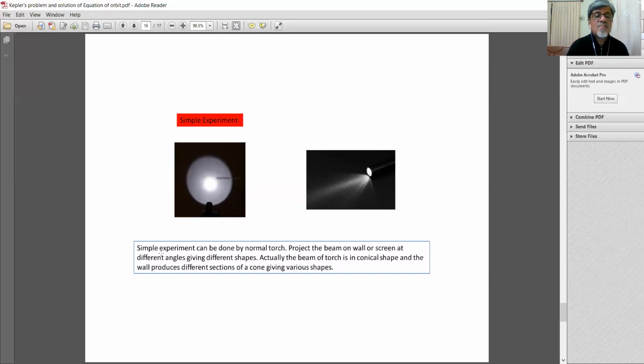So this is a very simple experiment that can be done with a normal torch. Project the beam on a wall or screen at different angles, giving different shapes. Actually, the beam of the torch is in conical shape, and the wall produces different sections of the cone, giving various shapes. So this is a very simple experiment we can do even at home.